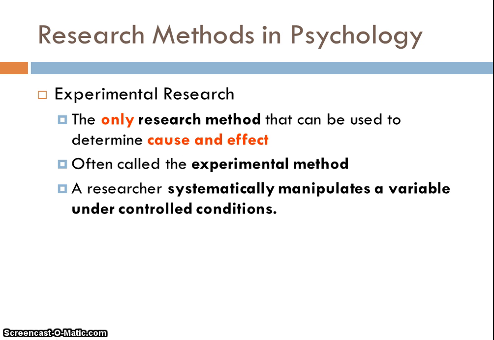Now remember, in the last lecture we talked about descriptive research, and we said that correlational studies, going back to caffeine and grades, cannot produce a cause and effect relationship. The only research method that can be used to determine cause and effect is experimental research. This is often called the experimental method. This is when we as researchers systematically manipulate a variable under controlled conditions. So we actually set up a lab, we bring in participants to that lab, and we're manipulating a variable within the study in order to see if we can get the outcome that we believe to be true in our hypothesis.